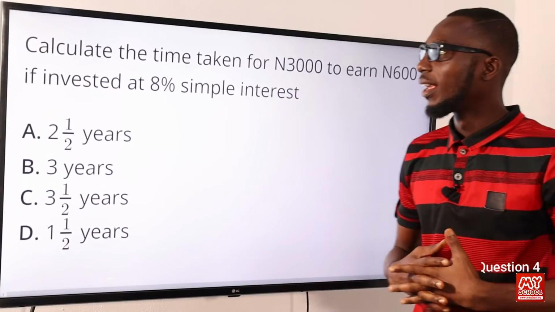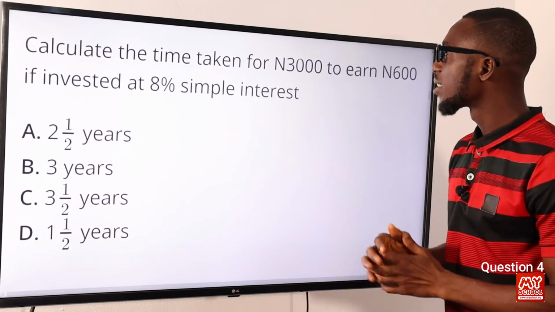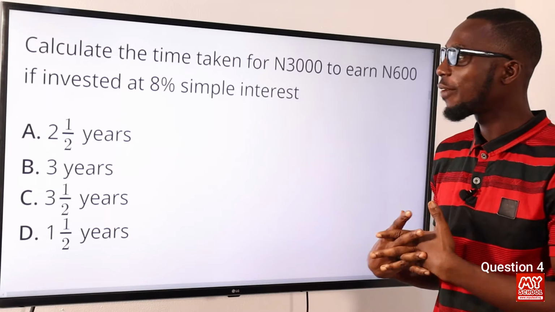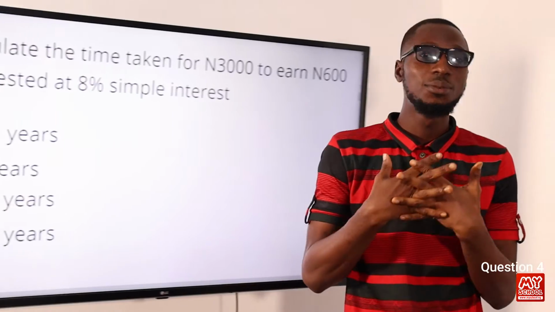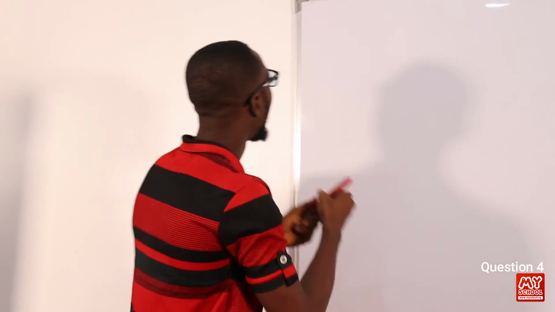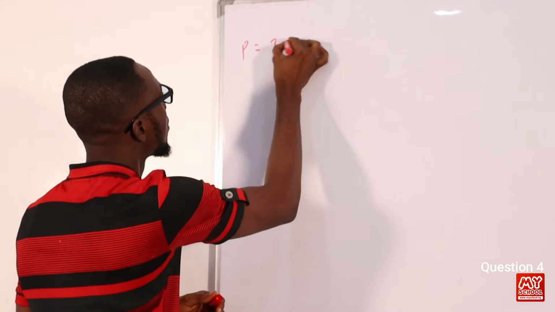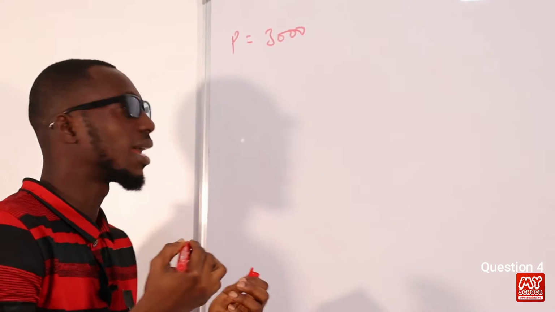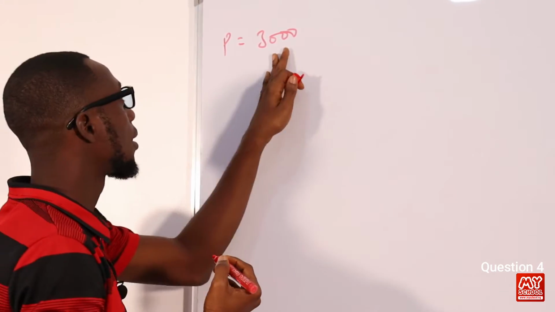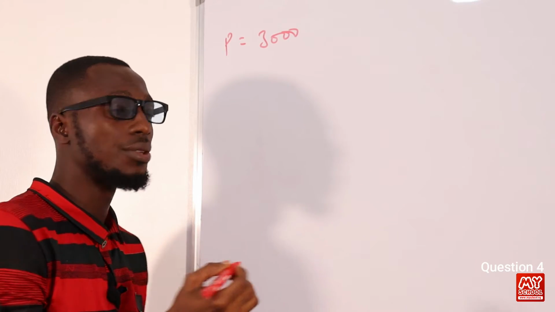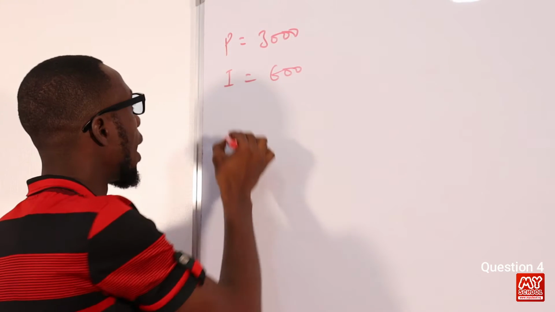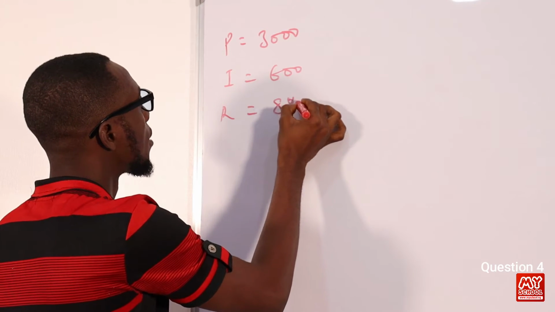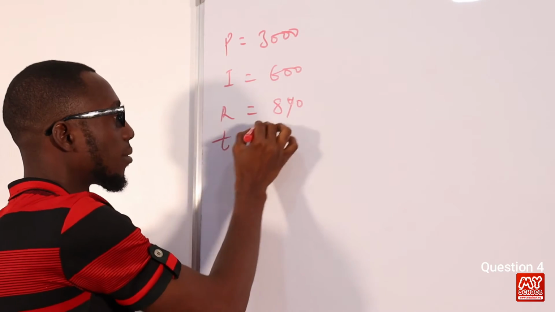Number 4. Calculate the time taken for 3,000 naira to earn 600 naira if invested at 8% simple interest. So we can see that basically we are dealing with simple interest, right? So we are told that the principal is 3,000, right? And we are told that at how much time will this 3,000 yield interest of 600 naira? So 600, isn't it? We have the rate at 8%, so we are asked to find the time t.